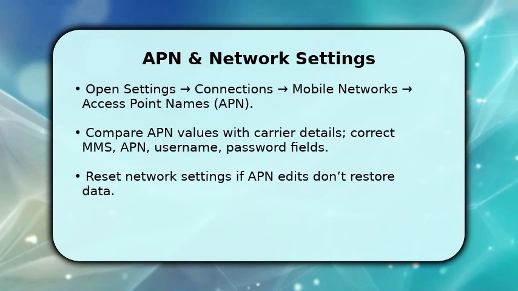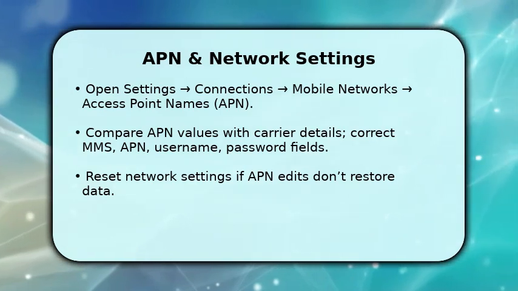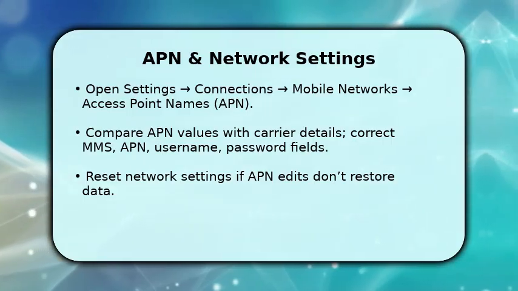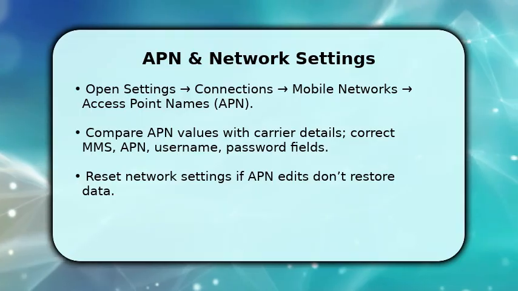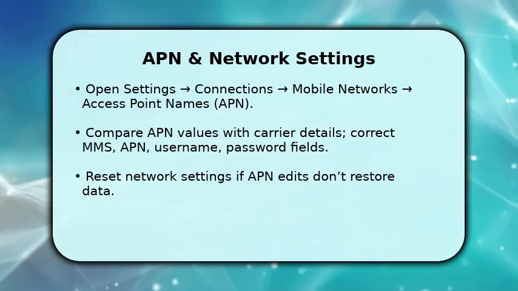Next, you'll check and fix APN and network modes because most data failures are configuration issues. Go to Settings, Connections, Mobile Networks, then APN. Compare the values to your carrier's exact settings and correct fields like APN, MMS, username, and password.